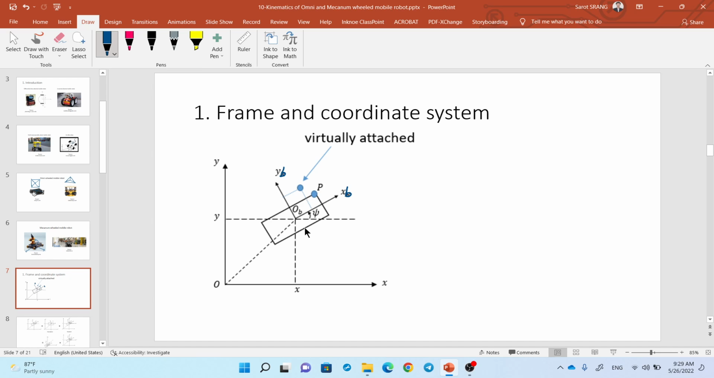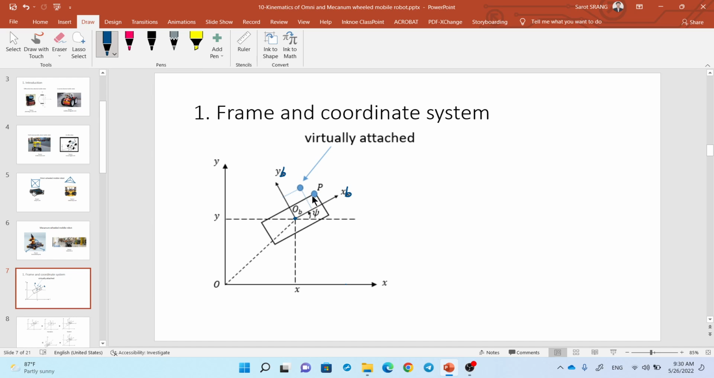Okay, and most of the time in the robotic society we choose the x-axis as the direction of the forward motion. Okay, so that's why H is here. Then the orientation of the robot with respect to the global frame is psi, and it has its center to represent the position of the robot itself with respect to the global frame.